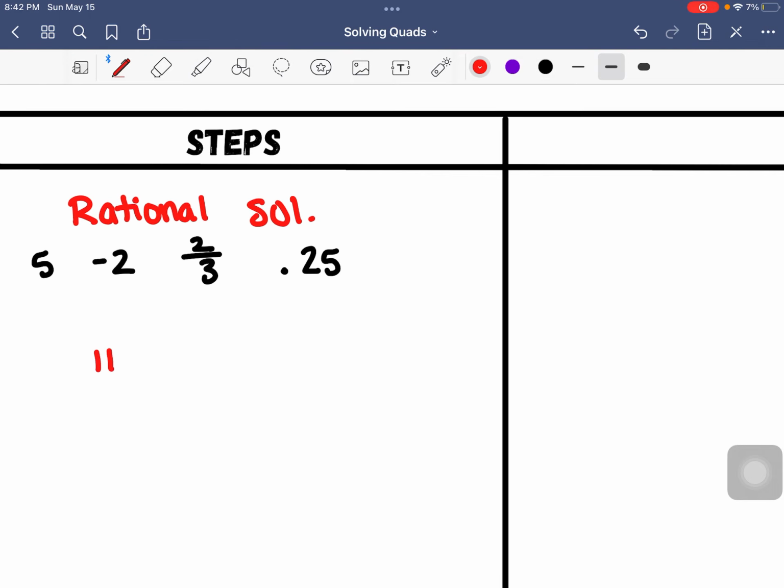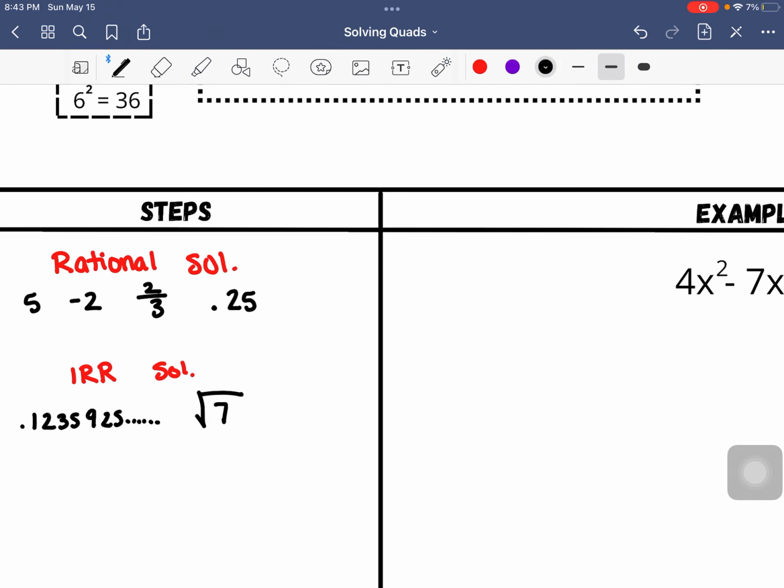Irrational solutions, which you can abbreviate with IRR, are numbers that are not so nice. So maybe it's a decimal that goes on very long, like 1.235925, and it keeps going. Or it is radicals that do not break down very pretty. And that's what we're going to be focusing on today.